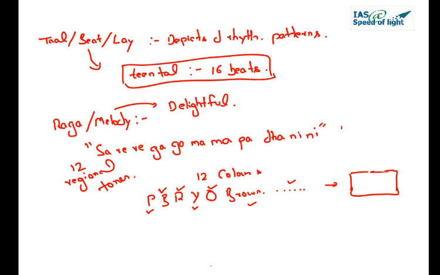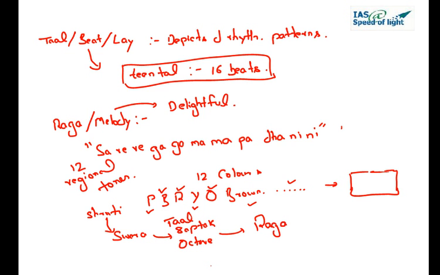Indian music revolves around this raga or melody, while Western music revolves around harmony of swars. So so far so good. We started from Shrutis, then from Shrutis we got swar, from swars we got saptak, we got octave, and then finally we got a raga, which is a very melodious form of musical composition.